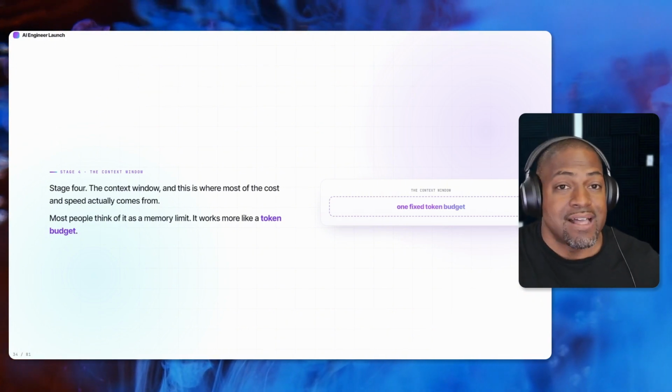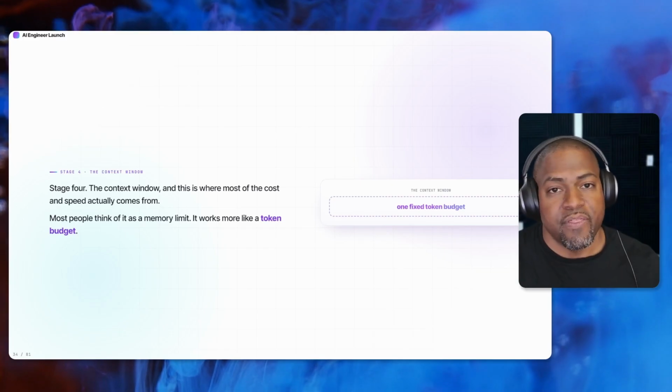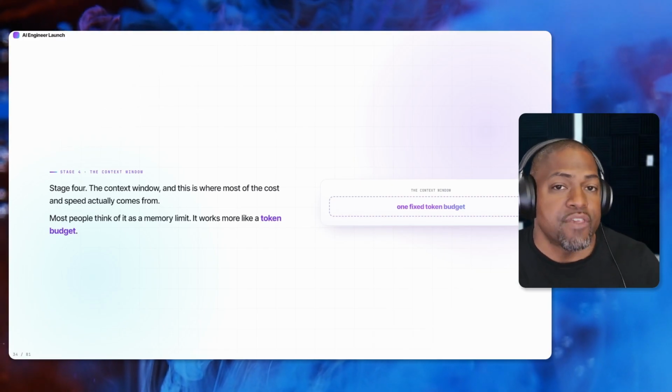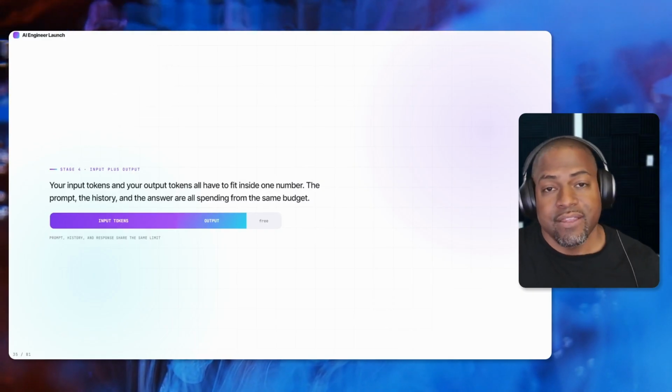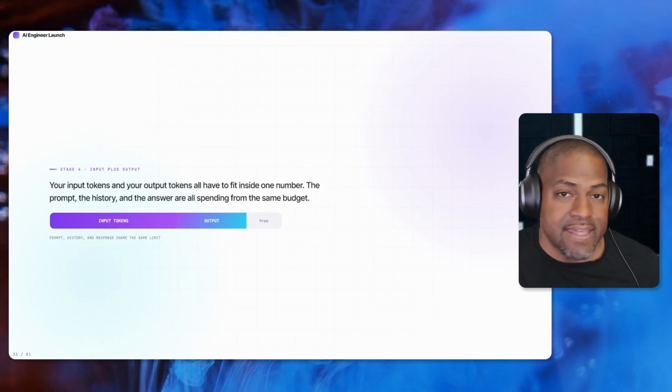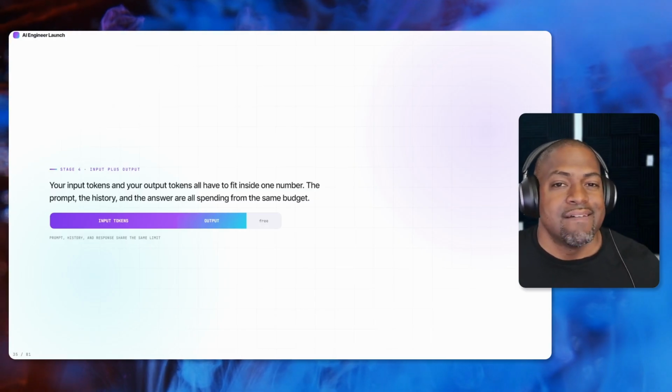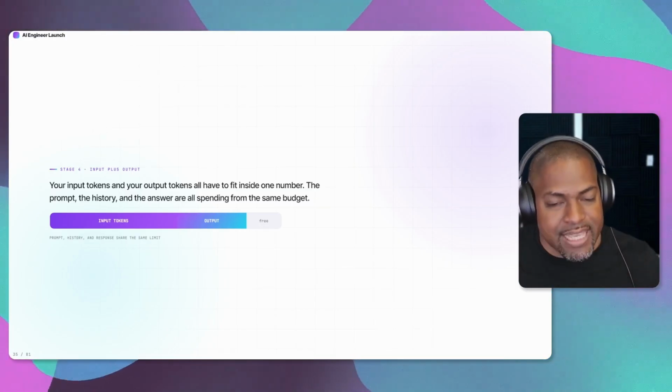This is where most of the cost and speed actually comes from. Most people think of it as a memory limit. It works more like a token budget. Input tokens and output tokens all have to fit inside one number. The prompt, the history, and the answer are all spending from the same budget. They're all the same pool.